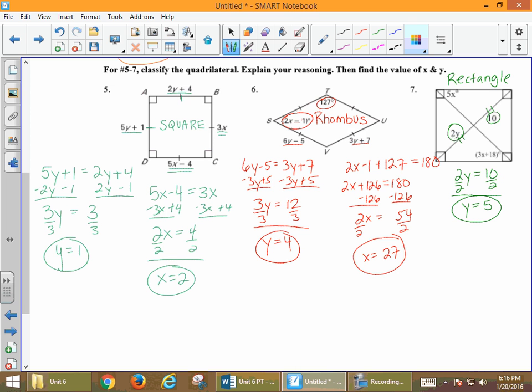That one was pretty easy. The next one's a little tricky. 5x is the angle right here. And 3x plus 18 is this angle down here. And you may be wondering, what is the relationship between these two angles? Well, if you look at the top and bottom as being parallel lines, 2 parallel lines cut by a transversal, those 2 angles are alternate interior angles. And we should remember that alternate interior angles are congruent.